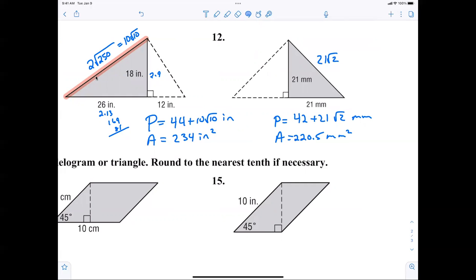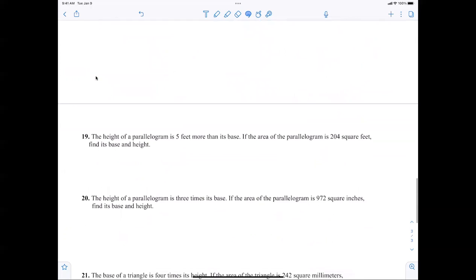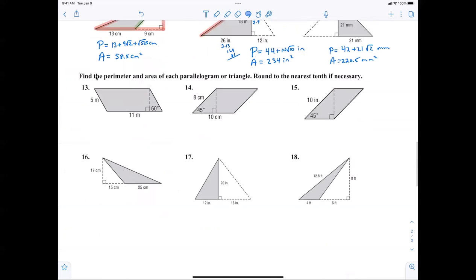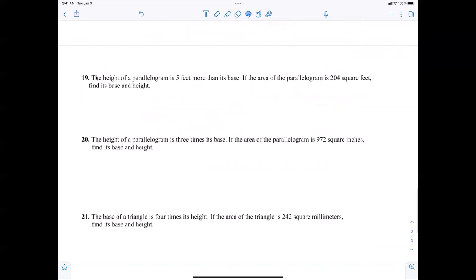All right, so I think 13, 14, 15, 16, 17, 18 are very similar. So let's try some of the word problems. You guys can knock out 13 through 18 on your own. And let's try 19.